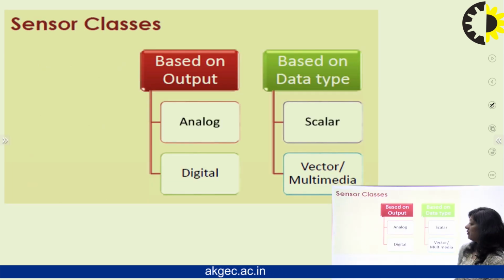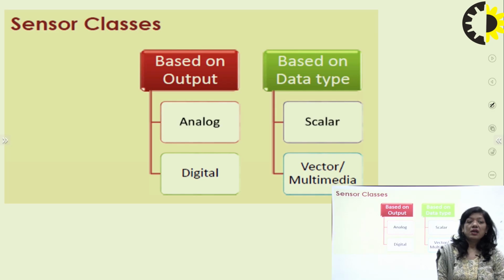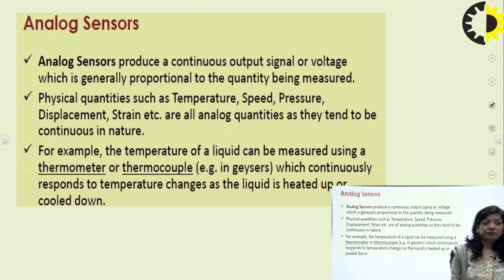So these are the sensor classes. We can divide sensor classes based on two criteria. The first one is based on output and the second one is based on data type. Based on output, we can divide sensor classes into two parts: analog and digital. Based on data type, we can divide sensor classes into two parts: scalar and vector or multimedia.